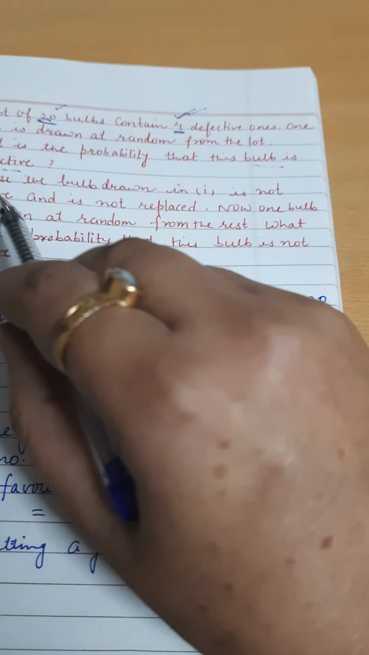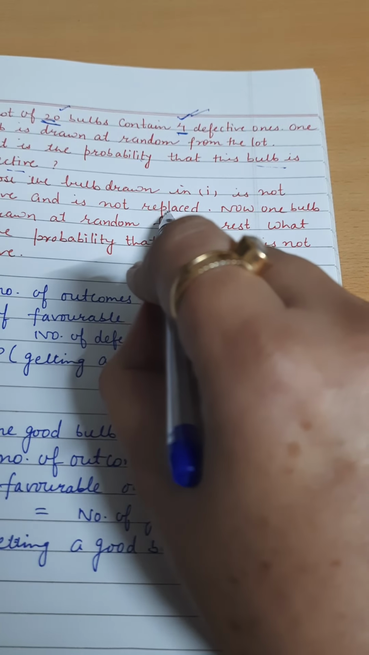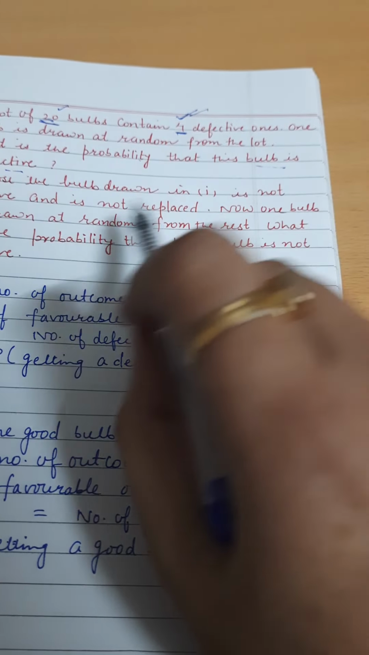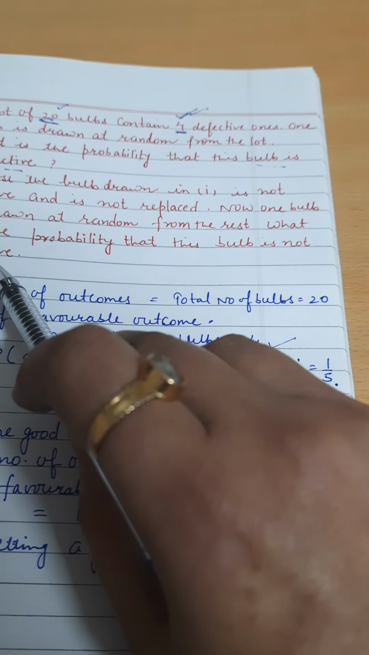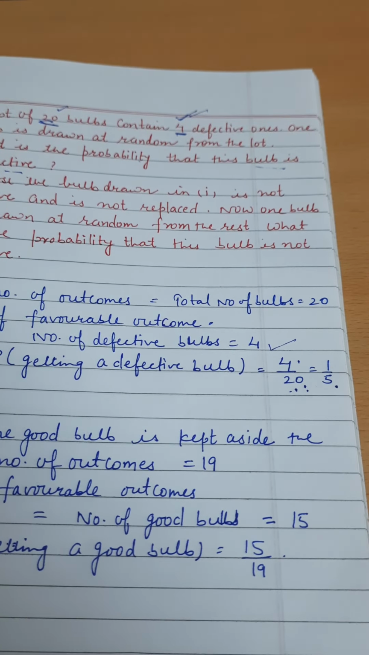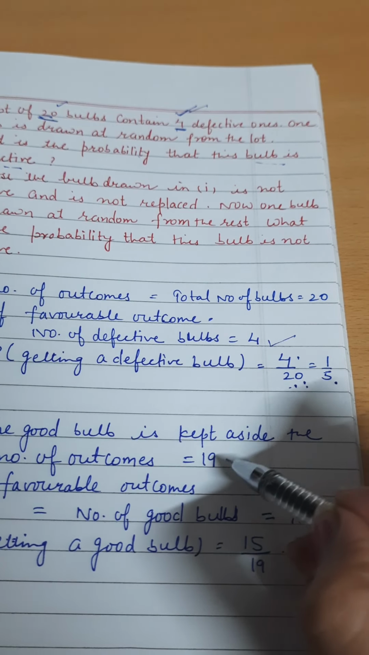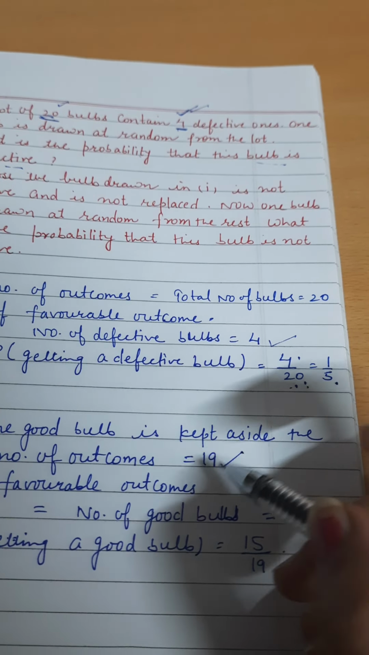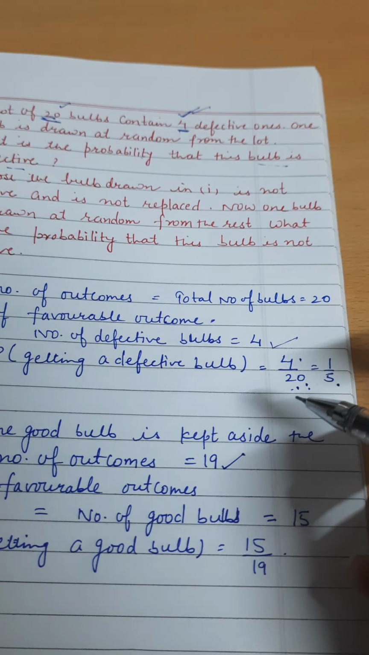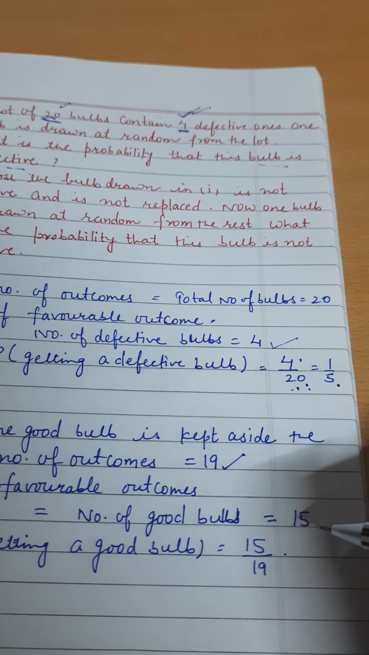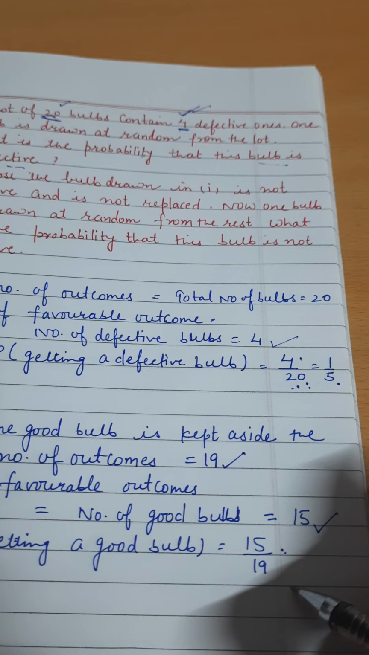Now in the second part it says, suppose the bulb drawn first is not defective and is not replaced. Now one bulb is drawn at random from the rest. What is the probability that this bulb is not defective? Now one good bulb is kept aside and the total number of outcomes will be 19 only. Now we have to find the probability of a good bulb. 4 were defective, so 15 were good. So good are 15, and the probability will be 15 divided by 19.